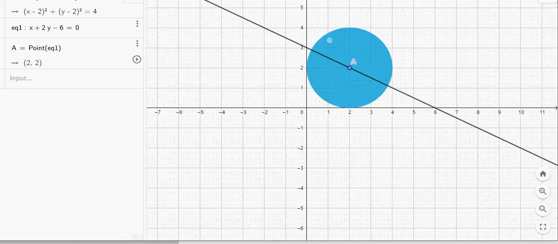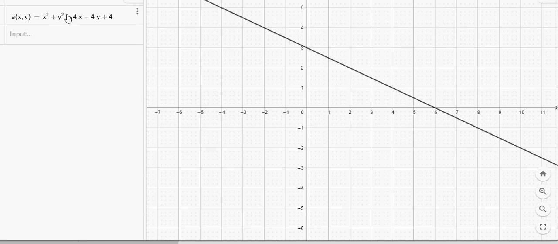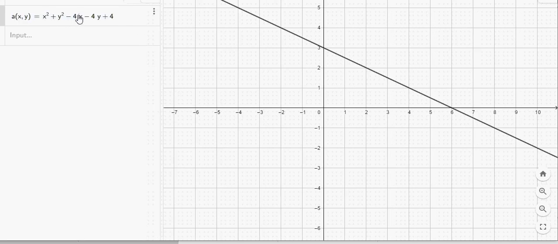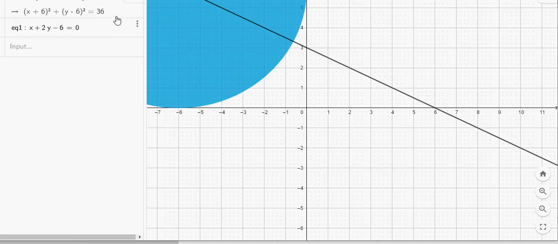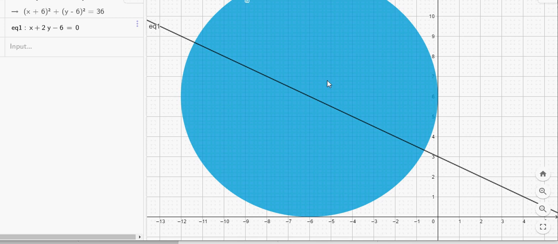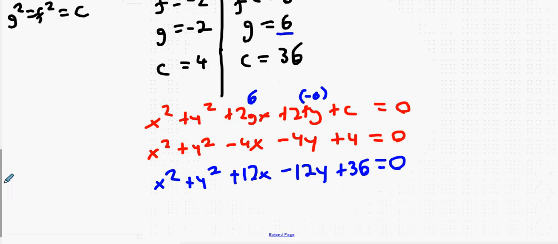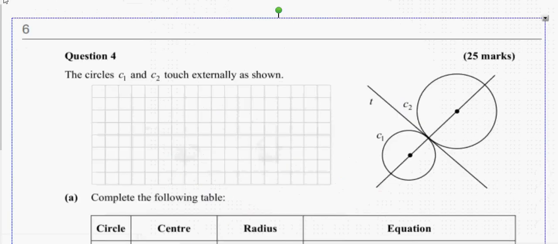Alright, let's just go back to the start and try that again. I'm just going to modify this one up here and see if it works for me. Plus 12x minus 12y plus 36 equals 0. And I want to get rid of all this nonsense. And there it is. Alright, so that's the second circle that touches only once and it's on this line. Sorry about that. I don't know why that didn't work the first time. But look, there we go. Found it in the end. Alright, so both equations are perfect. Don't need to worry about it.